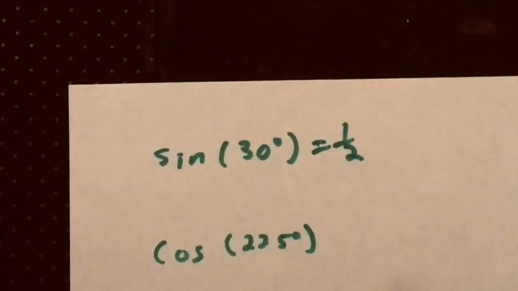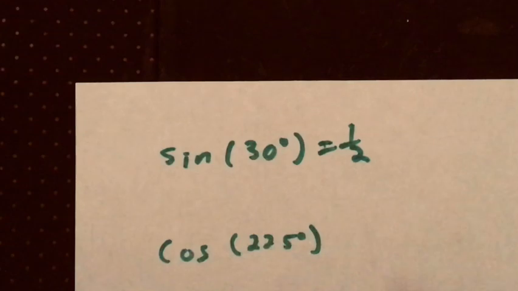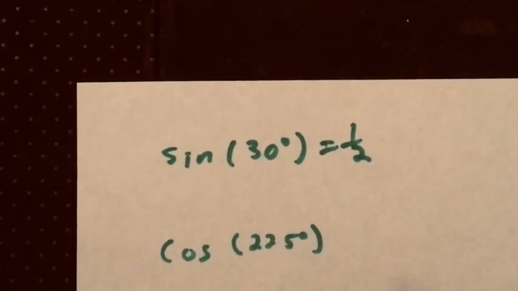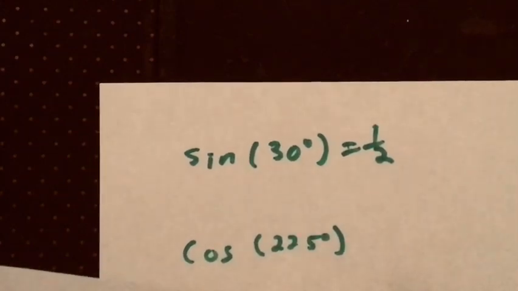If we had more time, we'd talk about how no matter the size of the triangle, if you had a 30-degree angle in a right triangle, the sine ratio would always be 1/2, no matter how big it was. It would always reduce to 1/2.